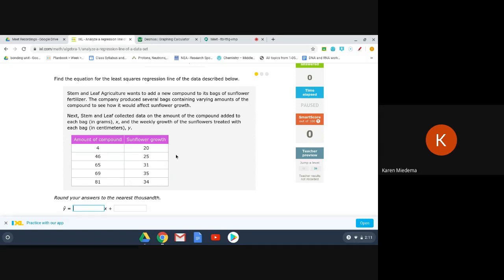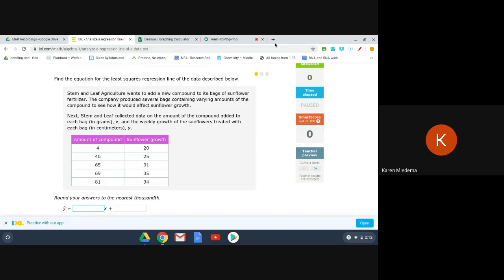So what we're going to do today is find the line of best fit of these 5 data points. Now remember, a point is composed of an X and a Y value. So we have 1, 2, 3, 4, 5 data points. Now, normally we use our graphing calculators, the yellow ones from class. Today I'm going to show you how to use Desmos to find the line of best fit.